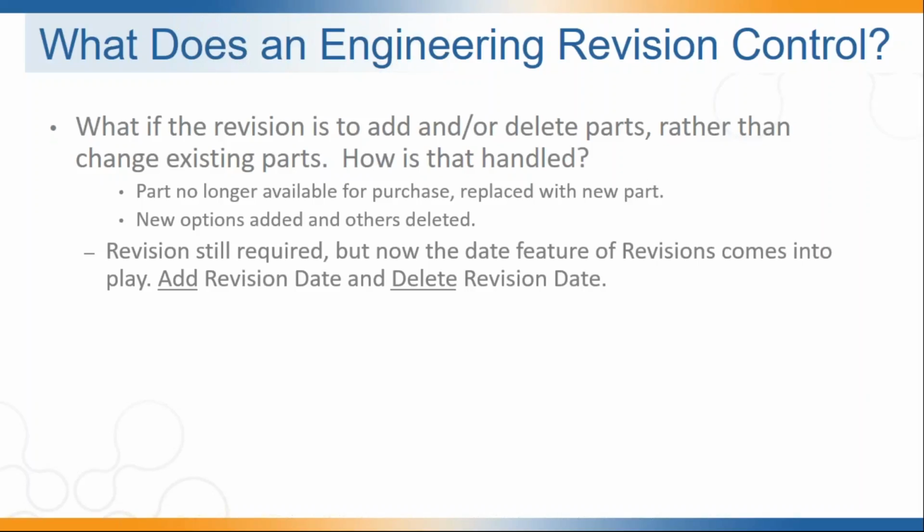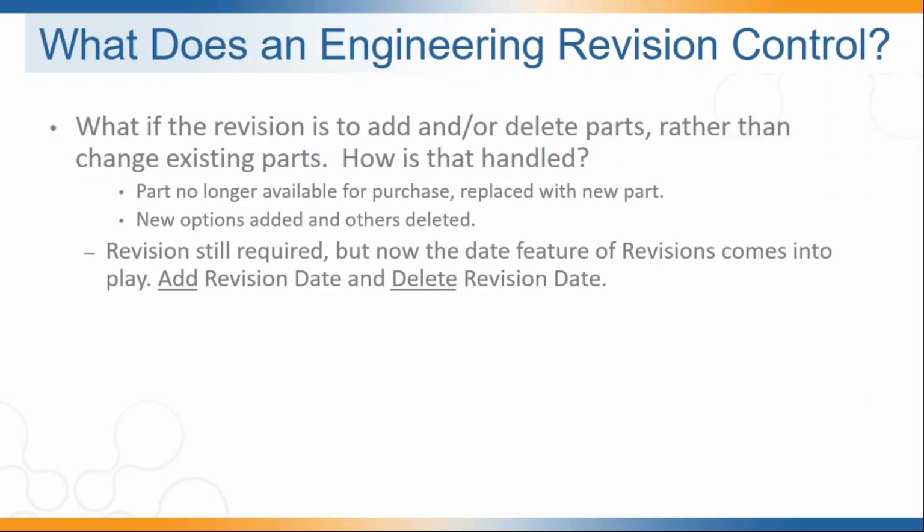So as parts are phased in and phased out, the system needs to know, well, which part am I using today? Which part is viable on the bill of material? Which part needs to be purchased and sent out to the manufacturing floor?